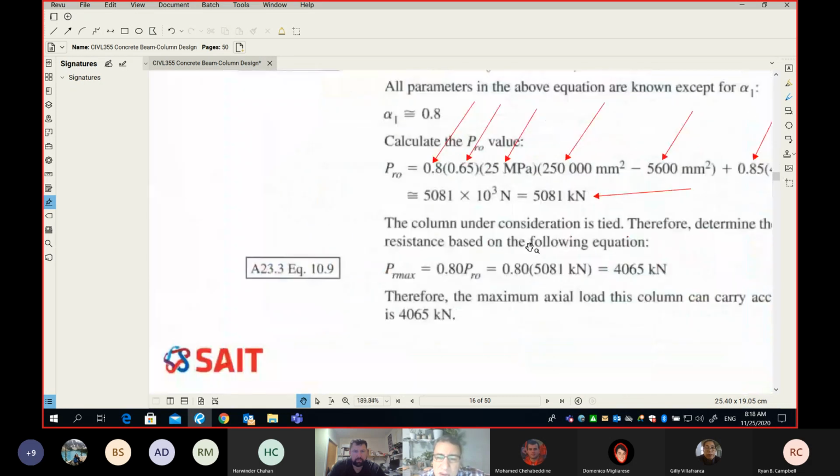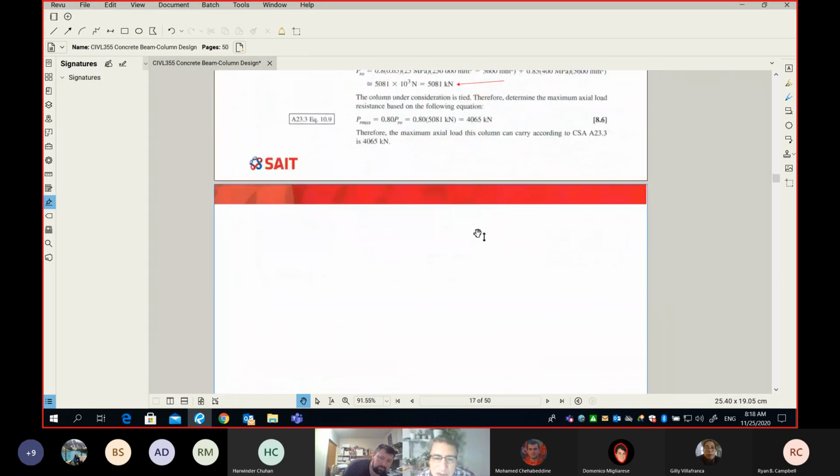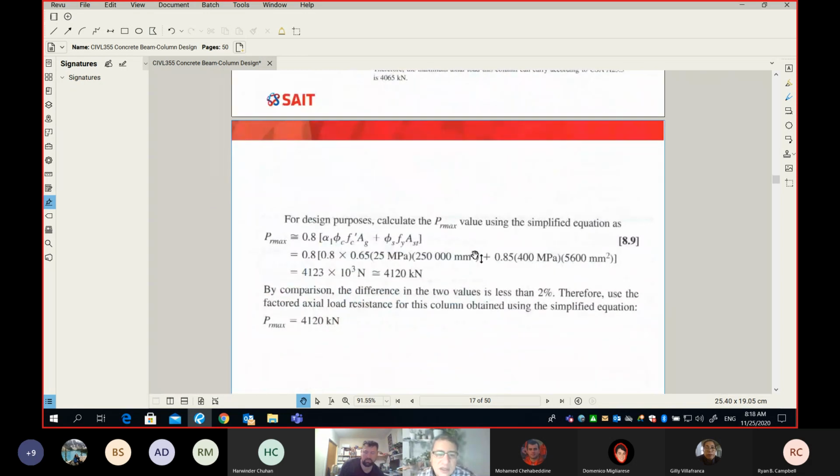So I multiplied here 0.8 times 5,081. And so what you get here is 4,065. So if you build your column with those bars with this dimension, it can take a centric force of 4,065 kilonewton. I don't think this is difficult. It's very easy to understand. How about this part here?